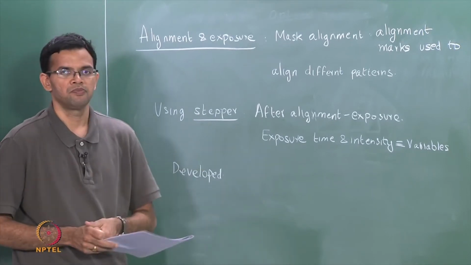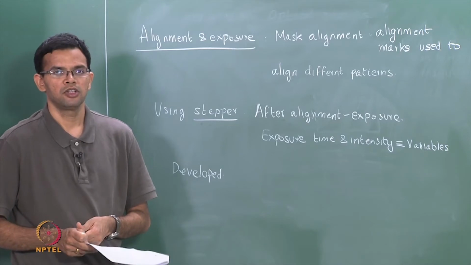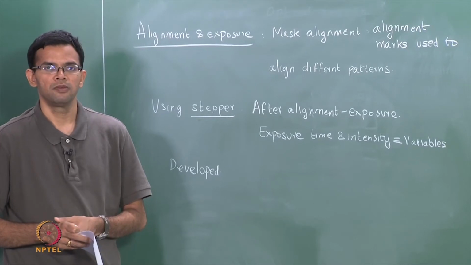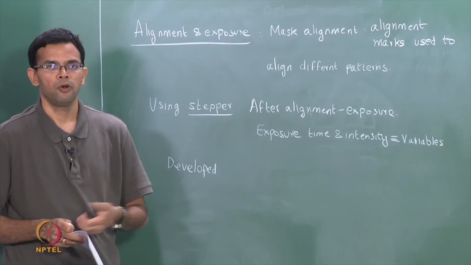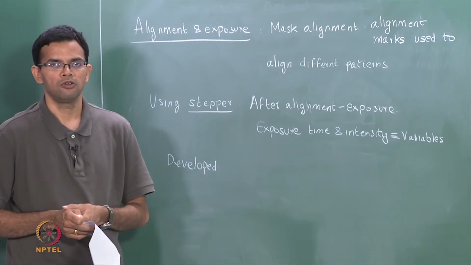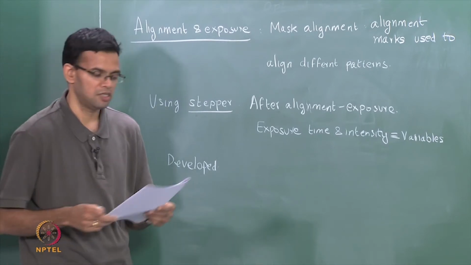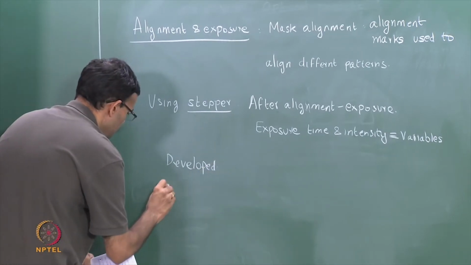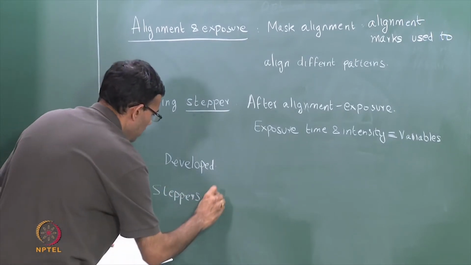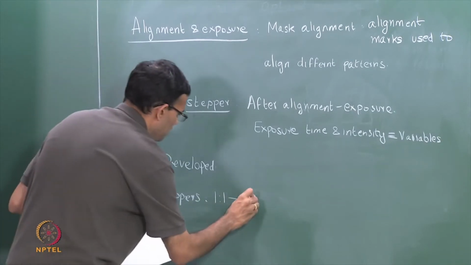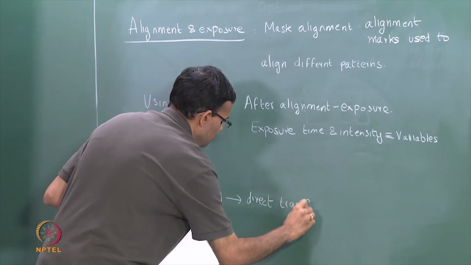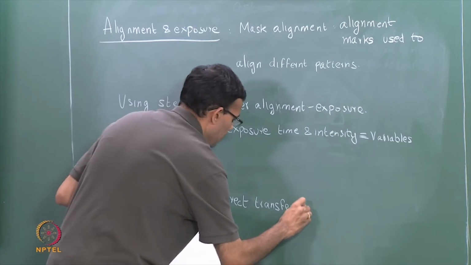Now most steppers are essentially 1:1, so that if you have a mask of a certain area, then that area is directly copied onto the wafer. It is also possible to have steppers where you reduce the size of the features and copy them onto the wafer. These are called reduction steppers. So steppers are usually 1:1, so you have a direct transfer of the pattern.